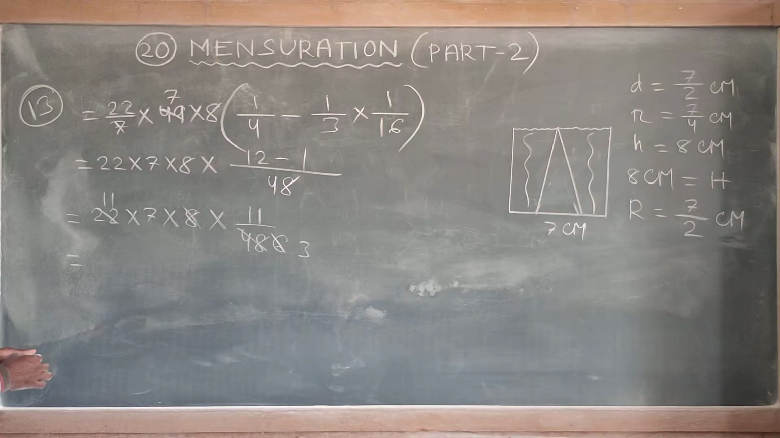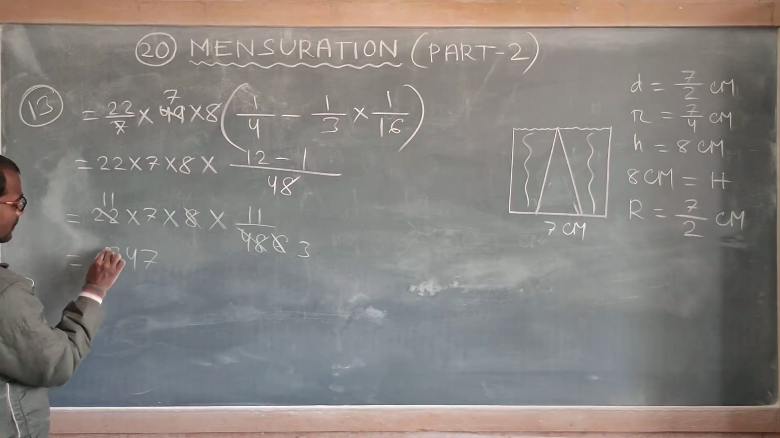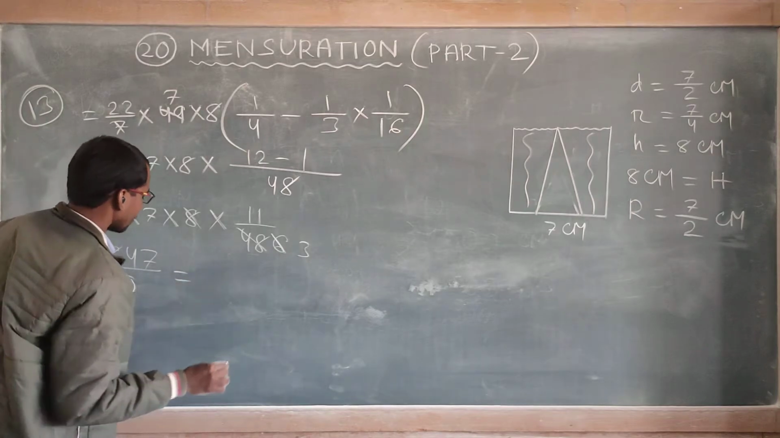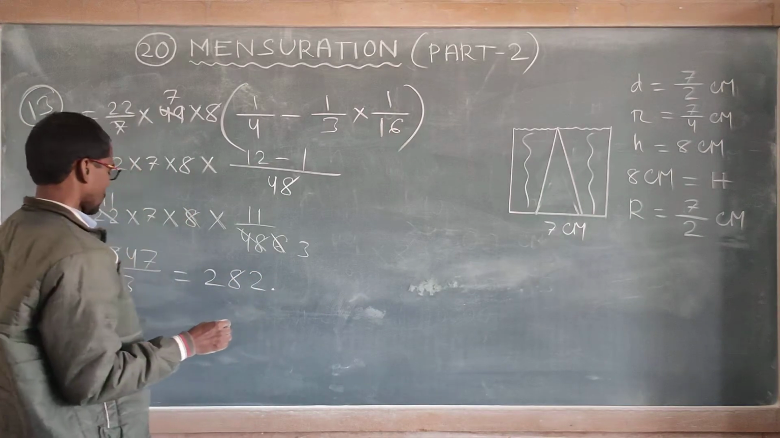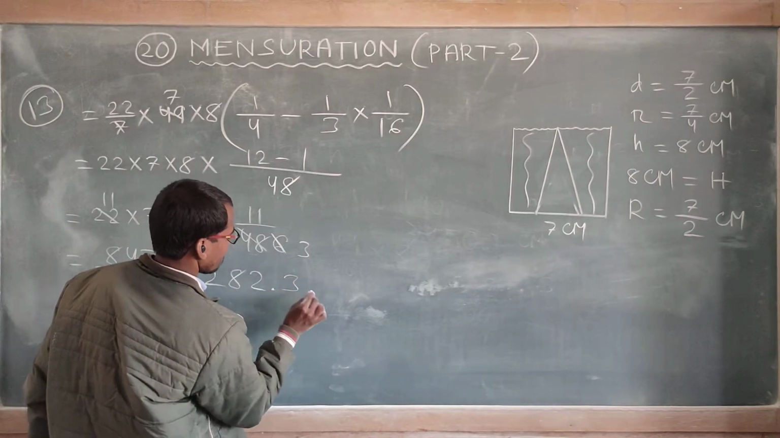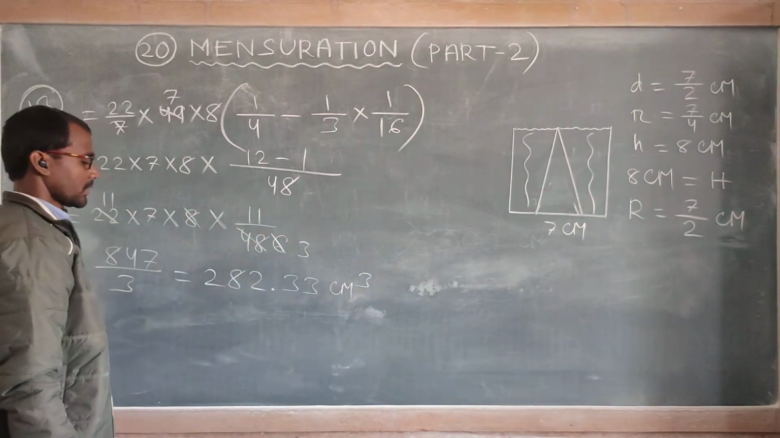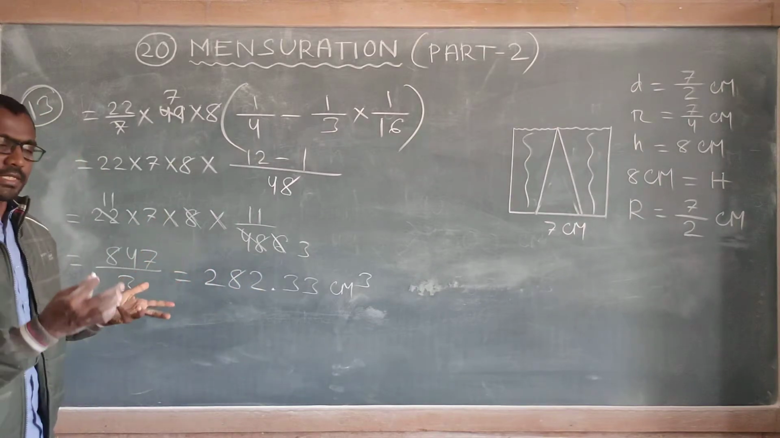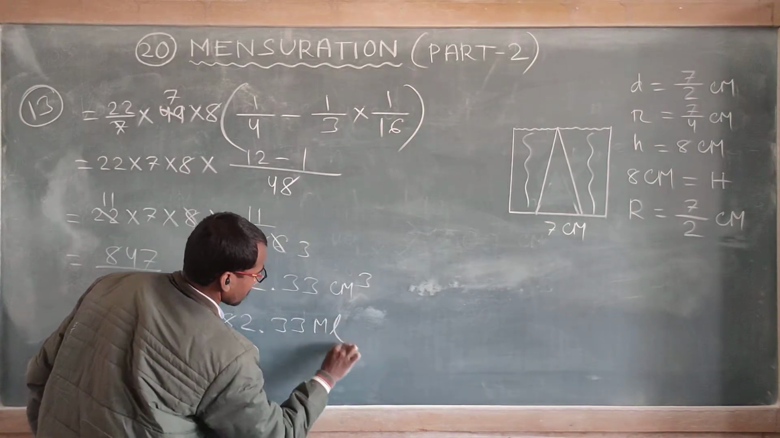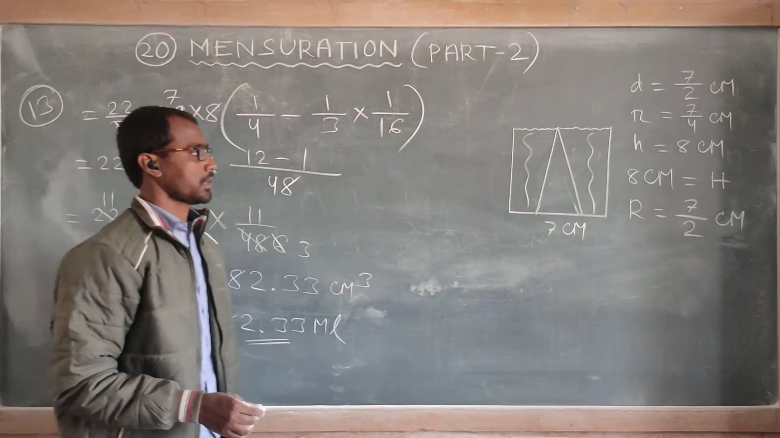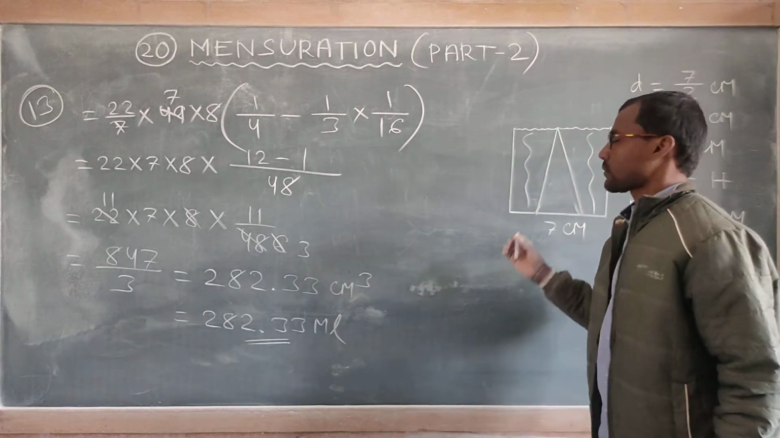So if you multiply 11 into 7 into 11, 121 into 7 divided by 3, we get 282.33 cubic cm. So this much water is required to fill the cylindrical vessel when the cone is inside.